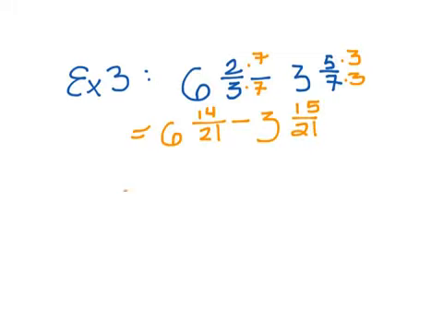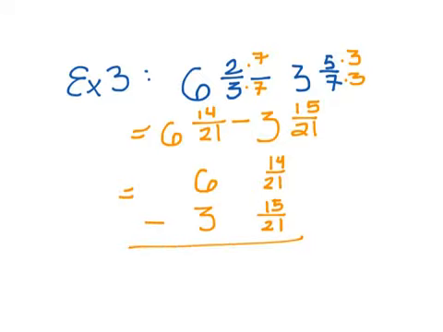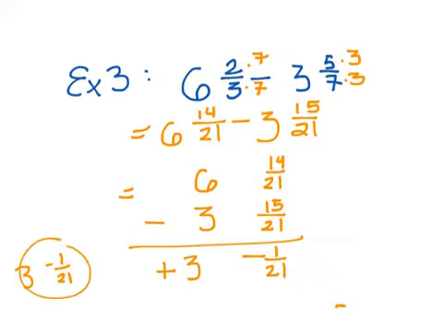Okay, so same thing, guys. I'm going to set them one on top of each other. So 6 and 3 are my whole numbers, 14/21 and 15/21. Okay, let's go ahead and subtract, and let's see what happens. When I subtract these, I end up with a negative 1/21 and a positive 3. Okay, I can't write this as 3 negative 1/21. This does not make sense.